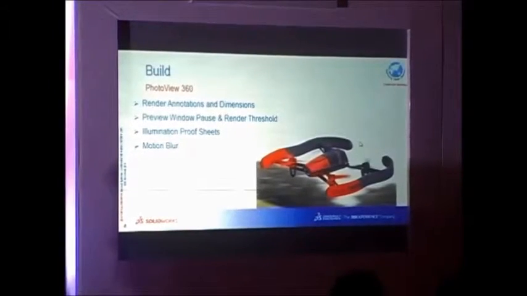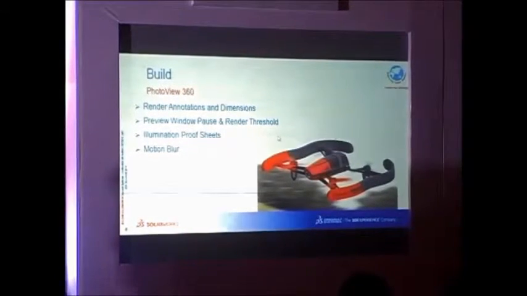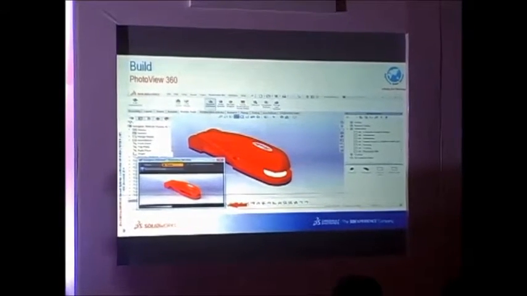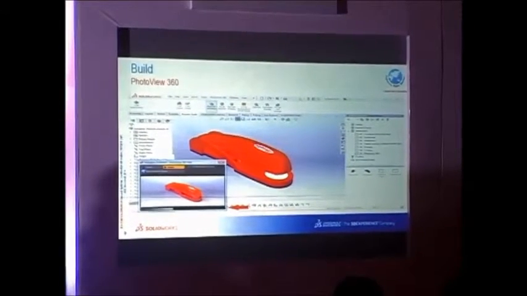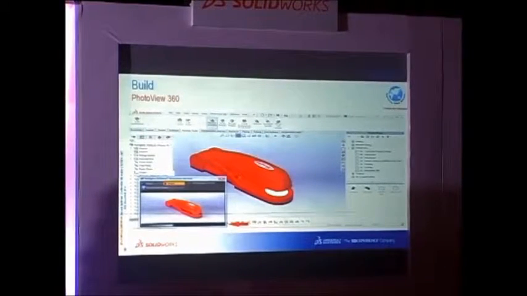The next one is PhotoView 360 in SOLIDWORKS Professional. These are some of the few enhancements raised in SOLIDWORKS 2016 What's New. The first one is a render slider, in which I keep the render slider to the left of the part. It provides a lower resolution rendered image. When I switch to the right side, it provides high quality rendered images. So this is one of the new enhancements.